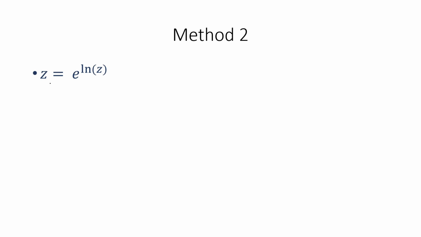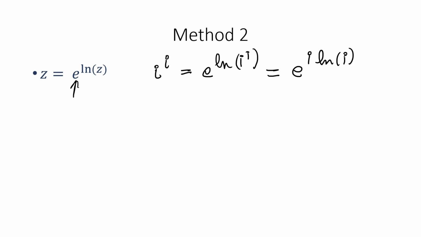That is, we can express every complex number z as e raised to the power ln of z, because e and ln are inverse functions of each other and they cancel out their effects. So I can write i raised to the power i also as e raised to the power ln of i raised to the power i. And we can simplify it very easily. This becomes e raised to the power of i times ln i.